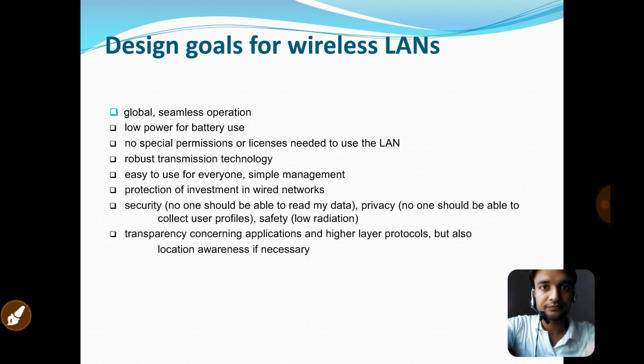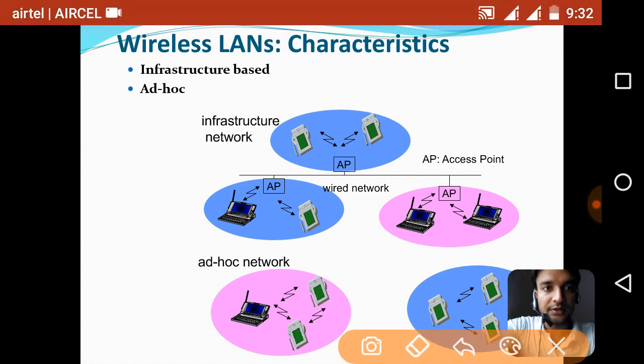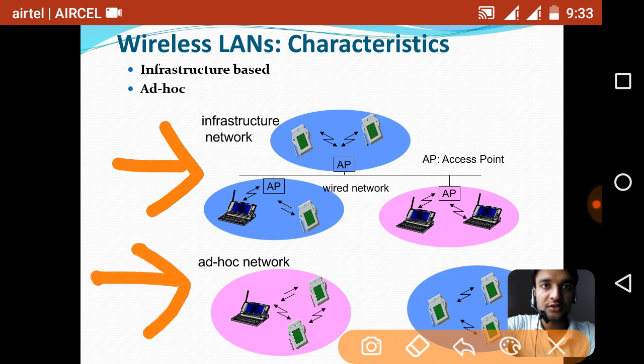I'm gonna show you. Wait a second. Okay, see, this is the infrastructure based, and this is the ad hoc based. What's happening in an infrastructure network is that there is one access point. The access point is written here as AP, and to one access point there can be multiple computers or mobiles or anything connected.